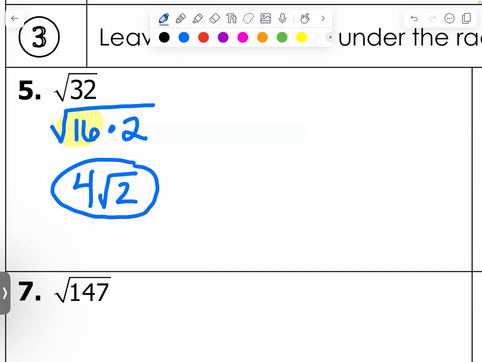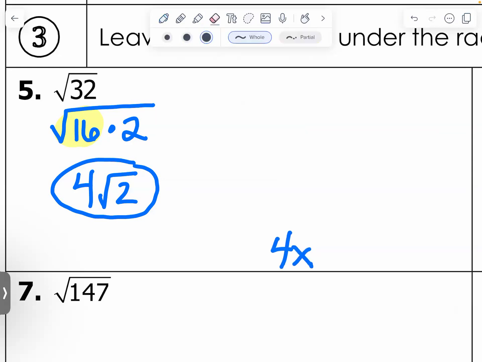Okay. Now, I'm going to show you another way in case your brain needs something different. Yes. So is it 4 times it? Or, yeah, 4 times square root of 2. Kind of like when we have like 4x, right?